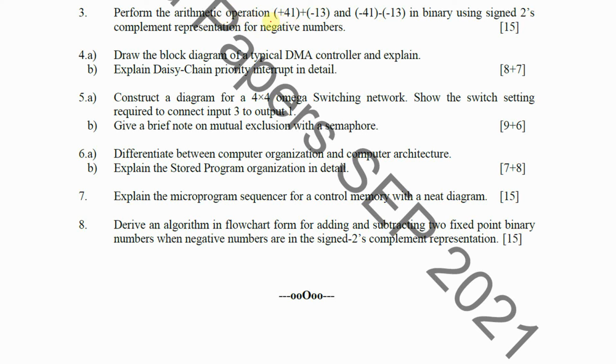Perform arithmetic operations plus 41 plus minus 13 and minus 41 minus minus 13 in binary using signed two's complement representation for negative numbers. And in the same year, derive an algorithm in flowchart form for adding and subtracting two fixed point binary numbers when negative numbers are in signed two's complement representation. In the same 2021 year, two questions are given from this topic, 15 plus 15, 30 marks. So you can understand the importance of the topic.